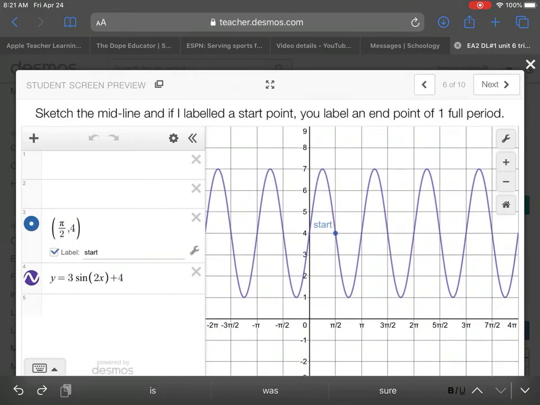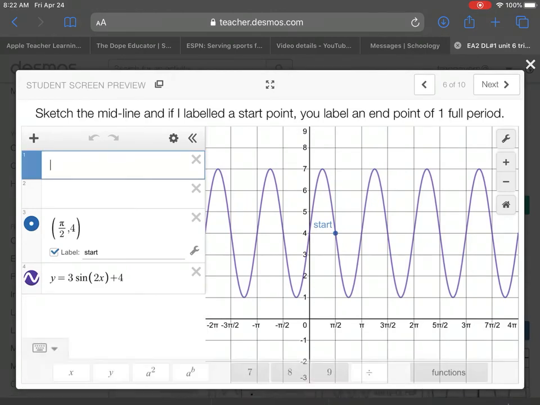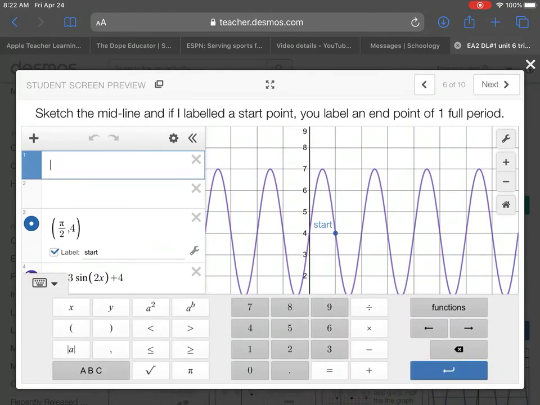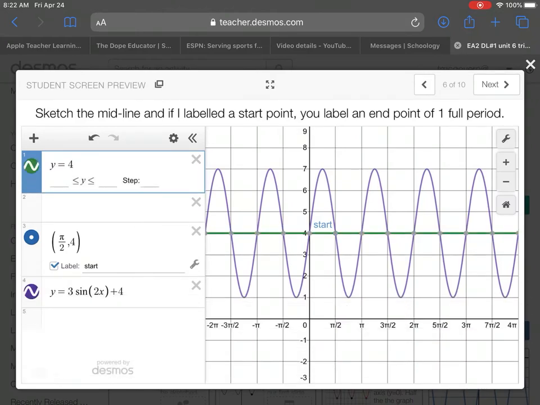Here you're sketching a line again, and then you're going to find the point that ends the period. So a line that splits it in half looks like it's at 4. Yep, that splits it in half. The amplitude is 3 up or 3 down, so you could say the amplitude is 3.